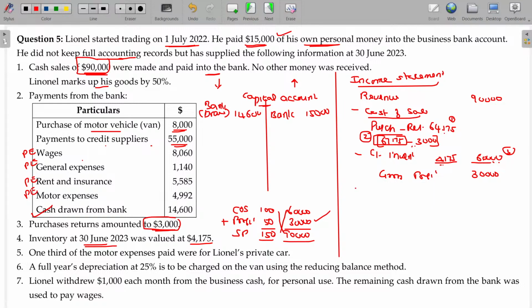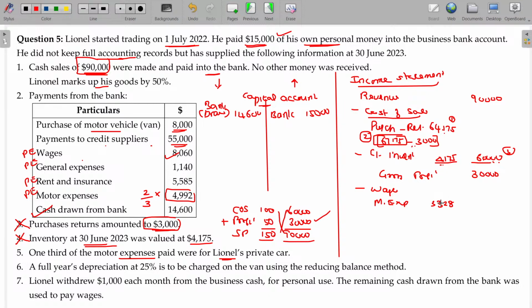What are the expenses we have? Wages. 1/3 of motor expenses, or is there any other adjustment related to that? So let's finish this up. Purchases recorded. Inventory recorded. 1/3 of the motor expenses paid were for Lionel's private car, so for business purposes only 2/3 can be taken.